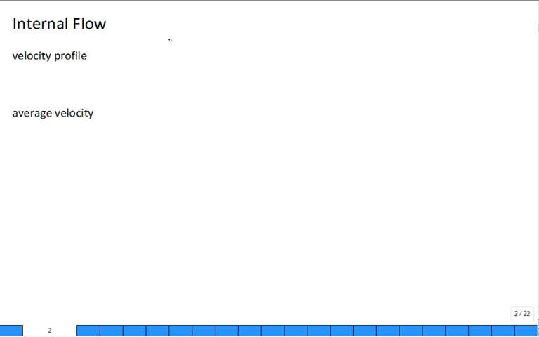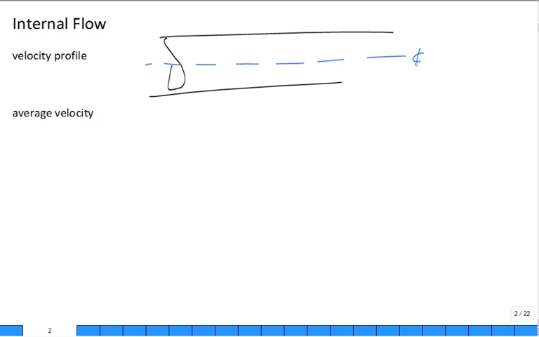Let's talk about this pipe right here. We typically try and draw it like that with the center line running down the middle of the pipe. We'll talk about r, the coordinate system, going from the center line where r is equal to 0 out to capital R, which is the radius of the pipe. So a lot of times we work with the coordinate system where r goes between 0 and capital R.